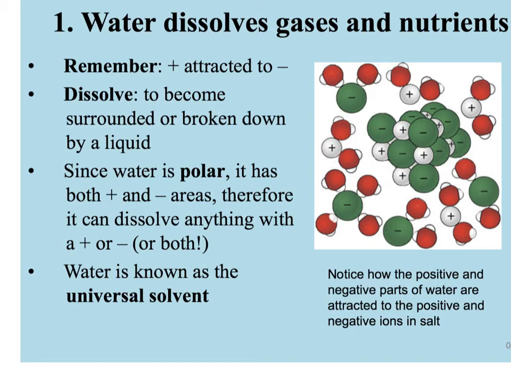So water is known as the universal solvent, and something that you might want to jot down is to remember a saying called like dissolves like. So what that means is that water is going to dissolve other polar substances, because again, the hydrogen and oxygen can be attracted to the different charges on the different ions, or the different molecules that are polar.